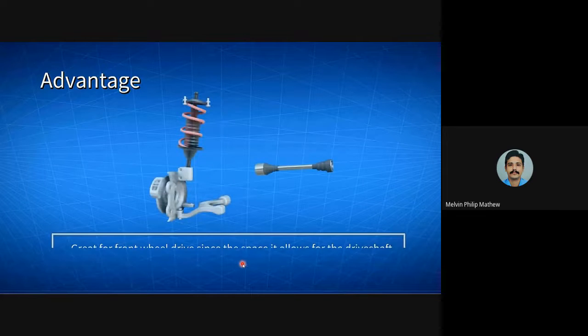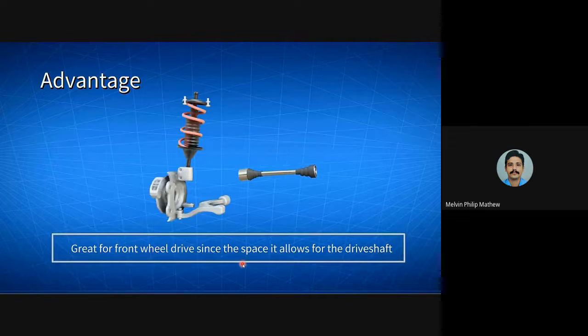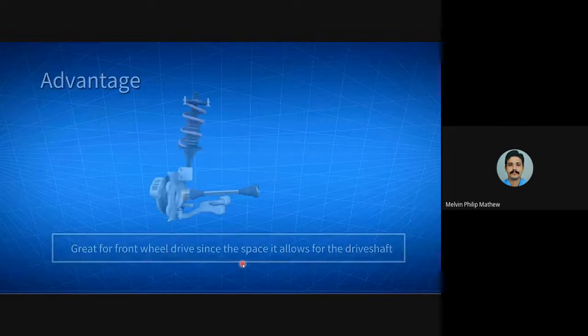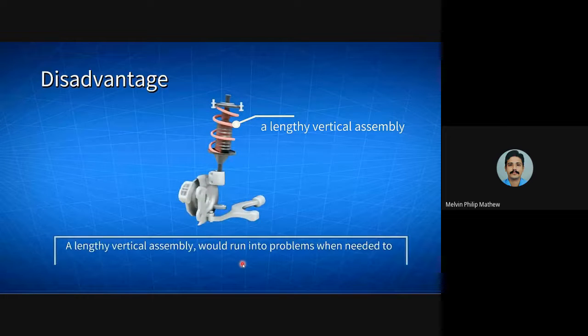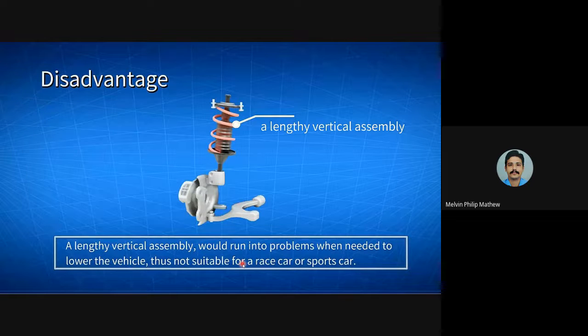McPherson strut suspension is great for front-wheel drive, since it allows space for the drive shaft. There is nothing in the center, so it can easily accommodate a drive shaft there. The disadvantage: the McPherson strut suspension has a lengthy vertical assembly, which would run into problems if you needed to lower the vehicle. Thus it's not suitable for a race car or sports car, as these types of vehicles are often lowered closer to the ground.